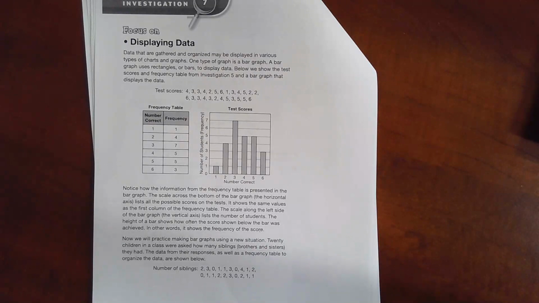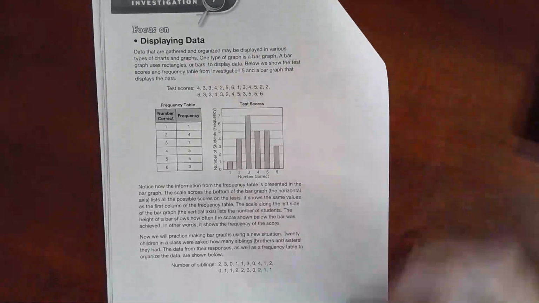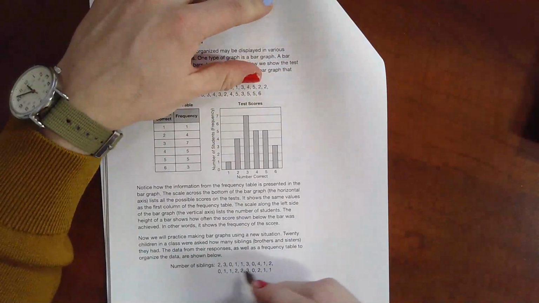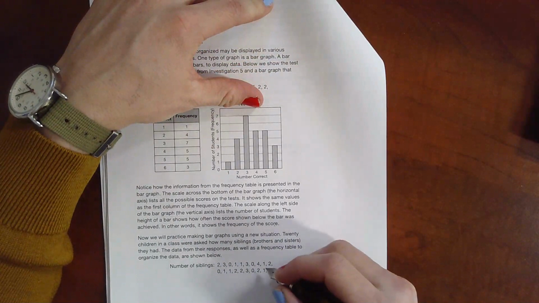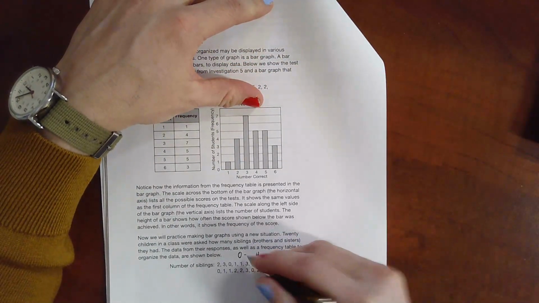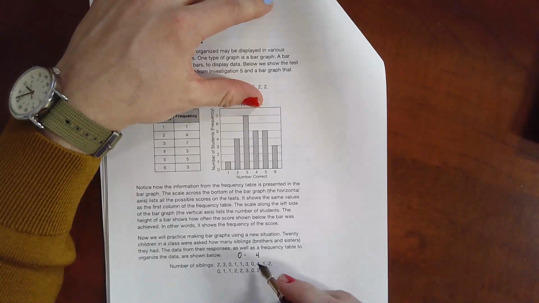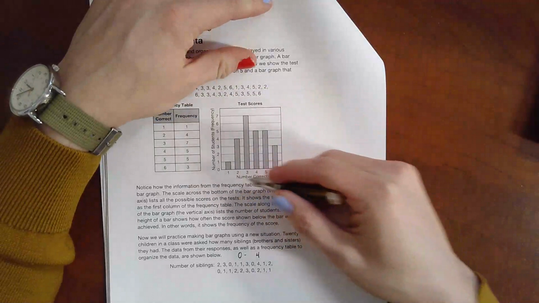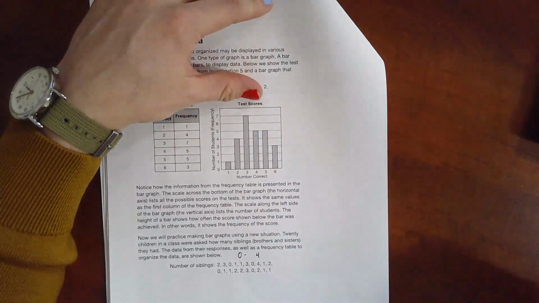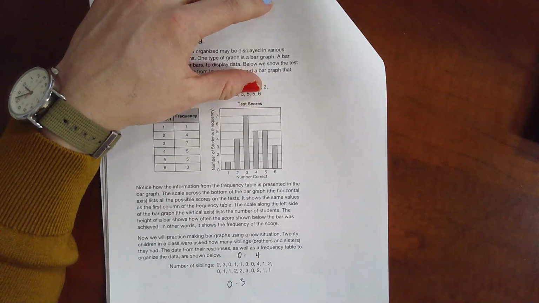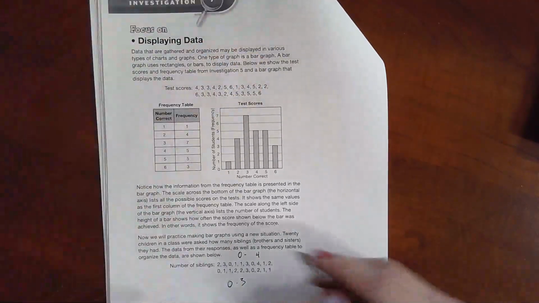Now we'll practice making bar graphs using a new situation. 20 children in a class were asked how many siblings, brothers and sisters, they had. We have 4 as the highest, we just want to keep that in mind, and 0 is the lowest. We want to know the range, 0 to 4, because that's going to help us figure out how to actually draw it out. Oh, that's all the number of siblings, sorry.